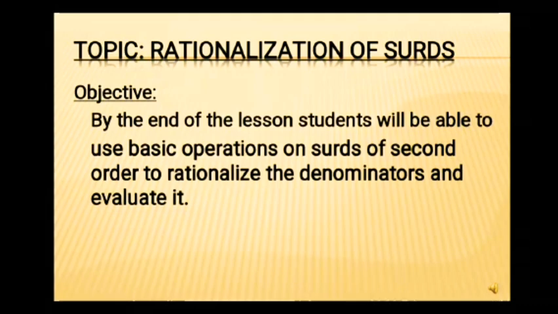Now the surds of second order means the given surds are under root, and under root is equal to 1 over 2. So this is called second order. Now you know about the rationalization of the denominator. That was, you have to take the conjugate and multiply and divide by the conjugate of the given surd. Now we will evaluate it also, which means to find the value.